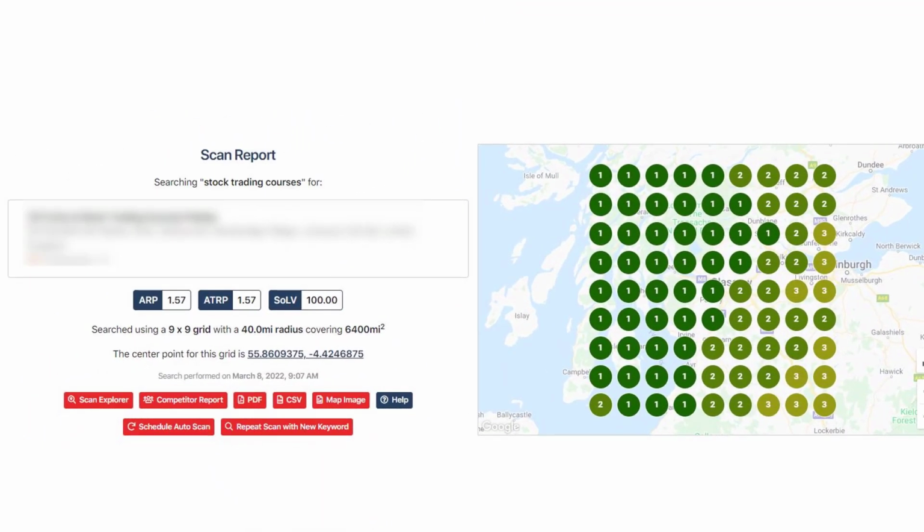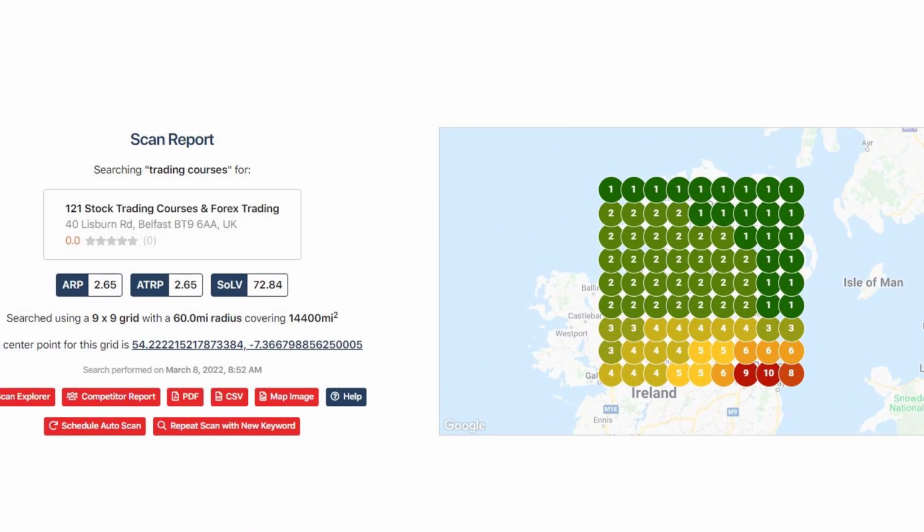Okay, and once again, we're back in Glasgow, and this is ranking over 6,400 square miles for the term stock trading courses. It would actually be ranking further than that, but there's no point in doing the grid further because that stretches pretty much from east to west.